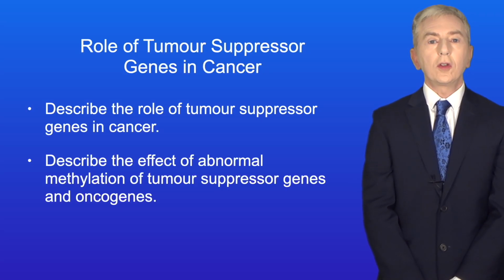By the end of this video, you should be able to describe the role of tumour suppressor genes in cancer. You should then be able to describe the effect of abnormal methylation of tumour suppressor genes and oncogenes.